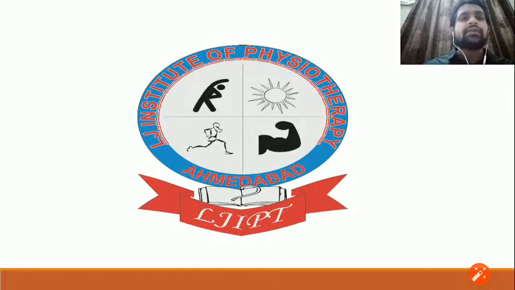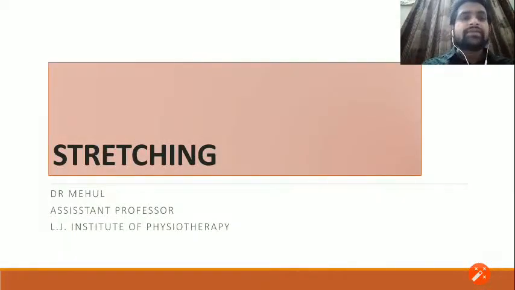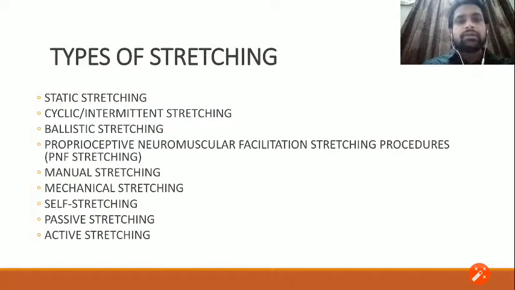Today we are going to discuss stretching, mainly types of stretching and determinants of stretching. So let's start with the discussion. Here we have the types of stretching: static, cyclic, intermittent stretching, ballistic stretching, PNF, proprioceptive neuromuscular facilitation stretching procedures, then manual stretching, mechanical stretching, self stretching, passive and active stretching.